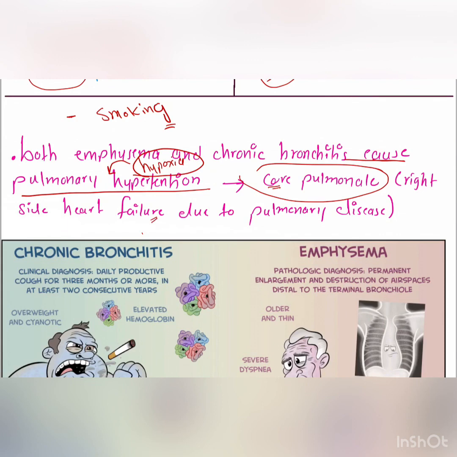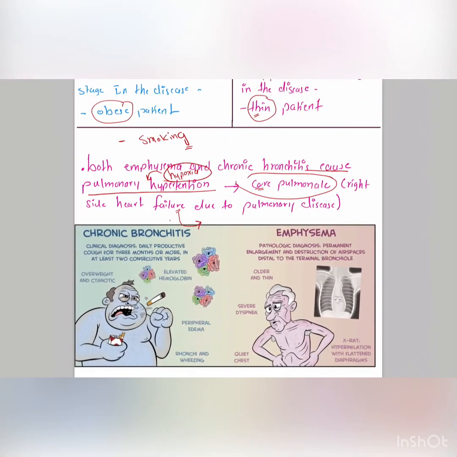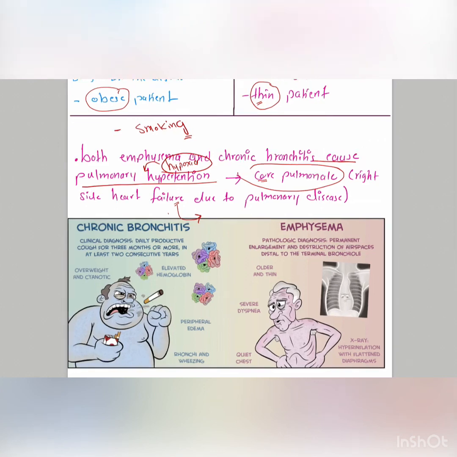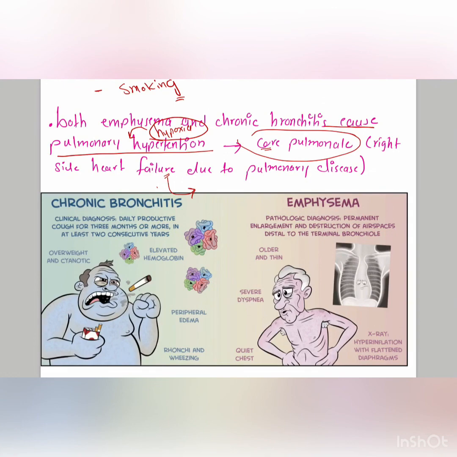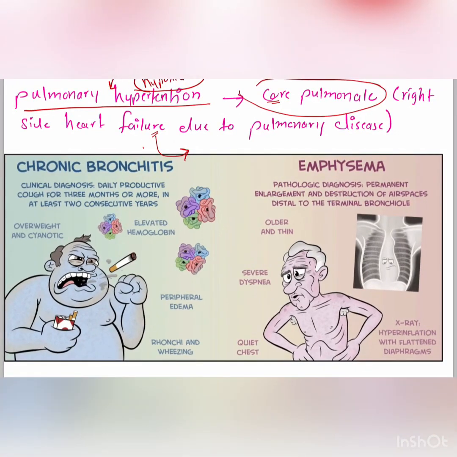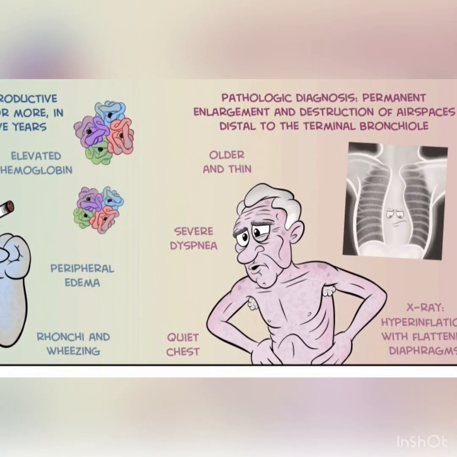Right side heart failure presents as bilateral lower leg edema, as we read in the cases, where the patient always has leg edema. It presents as hepatomegaly, and enlargement of the heart. There may be distension of the neck veins, mostly the jugular vein. So a complication of both emphysema and chronic bronchitis is right side heart failure or cor pulmonale. And this picture illustrates that a patient with chronic bronchitis is obese and has cyanosis, meaning blue discoloration, while a patient with emphysema is thin or red, without bluish discoloration.